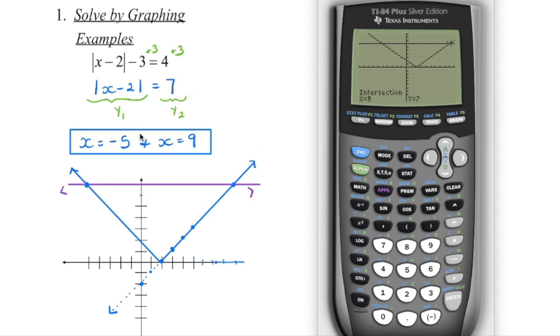So the left side equals the right side. 9 as x, 9 minus 2 is 7, minus 3 is 4, so both of those solutions work.